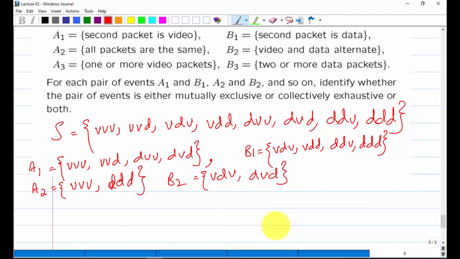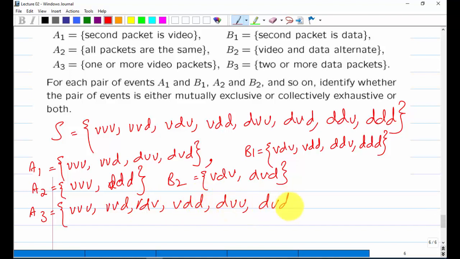And A3, one or more video packets, either it is one or more. So it will be VVV, VVD, VDV, VDD, DVV, DVD, DDV, and B3 is 2 or more data packets, 2 data packets or more data packets. So it is VDD, DVD, DDV, DDD.